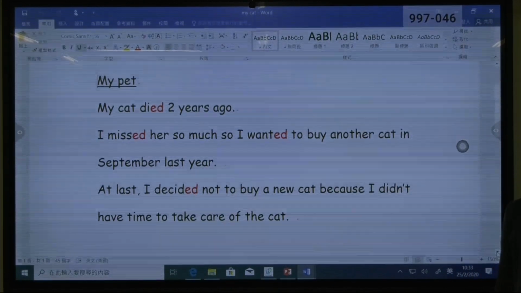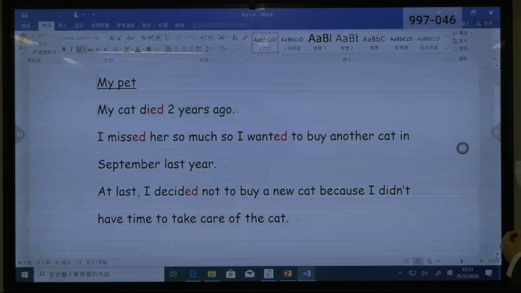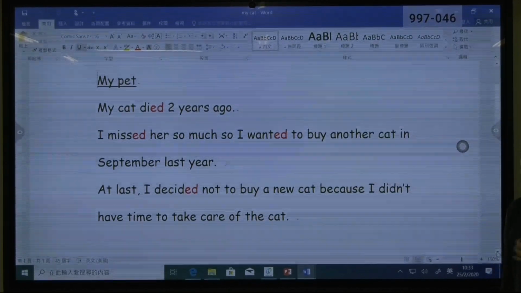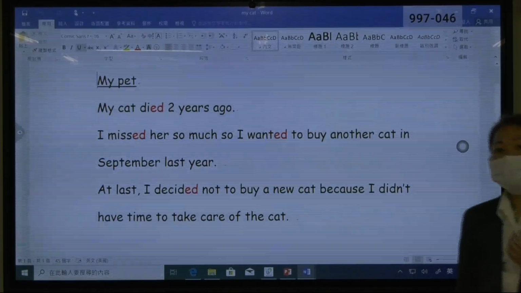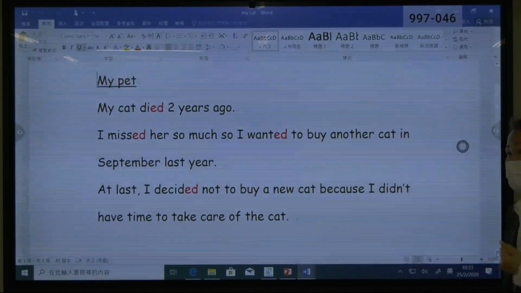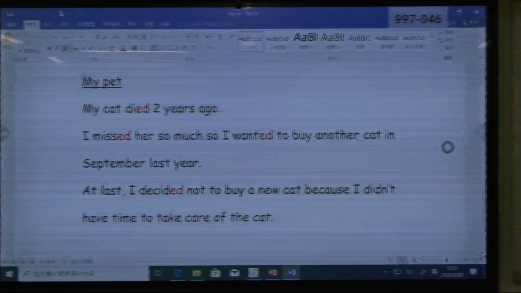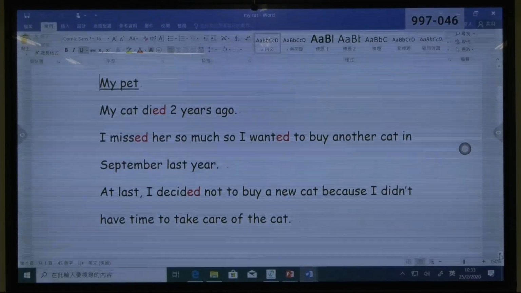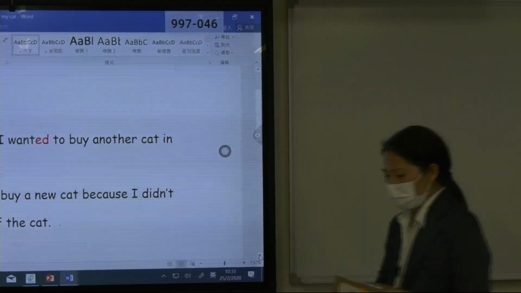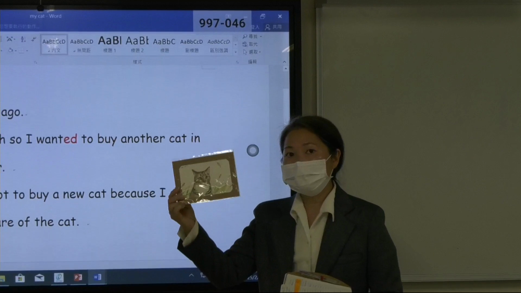Unit 5 is about animals, and many people like animals, and I think many people have pets. Do you have a pet? I have a pet, and this is the picture of my pet.